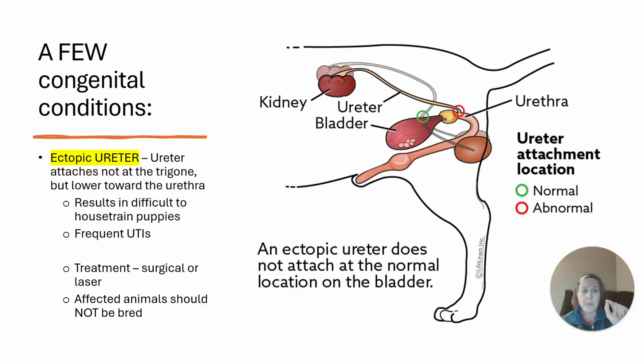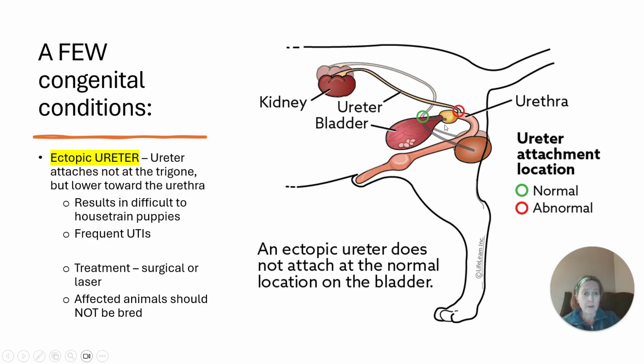Well, this can happen in dogs with where the ureter actually goes. If you look at this diagram here, we got the kidneys, we got our ureter coming down, and normally they are supposed to insert right in the trigone area of the bladder. Every once in a while, they don't do that. They come down and insert directly into the urethra.